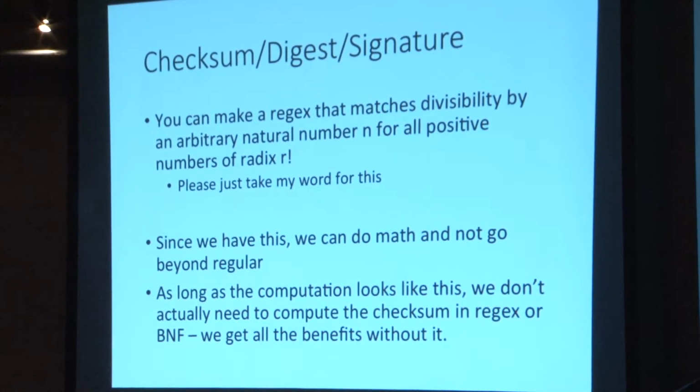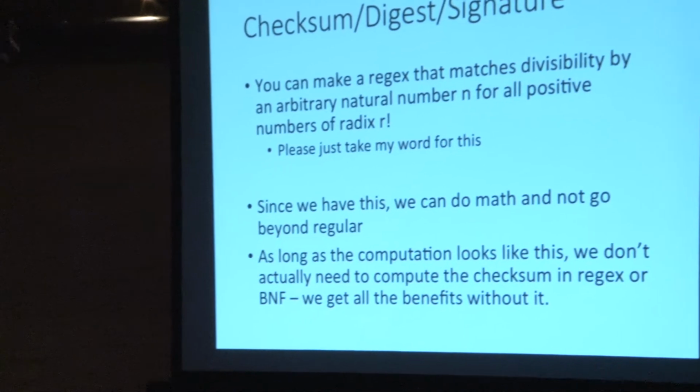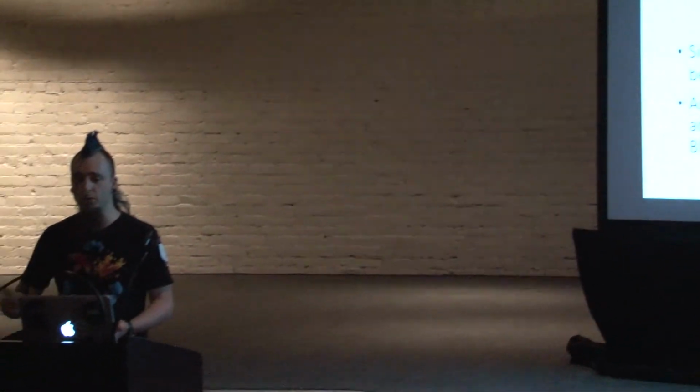So since we have this, we can actually do math in our programs, right? We can, as long as we keep ourselves to cyclic arithmetic like that, to arithmetic in finite fields, we don't need to go beyond regular, which is one level below deterministic context-free. As long as the computation looks like this, we're fine. We also don't need to go and specify detailed BNF representations of exactly how you compute an MD5 sum. A description of the MD5 algorithm that follows these 6 characteristics is enough.